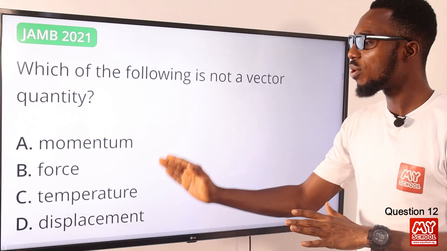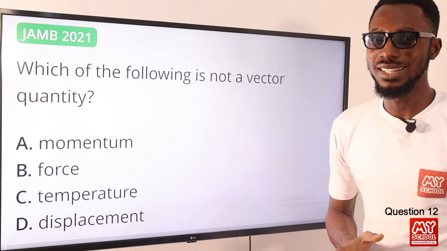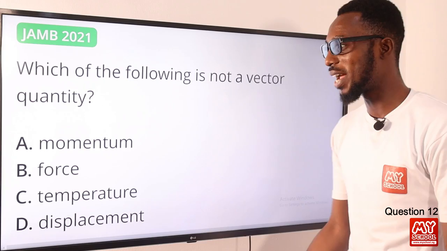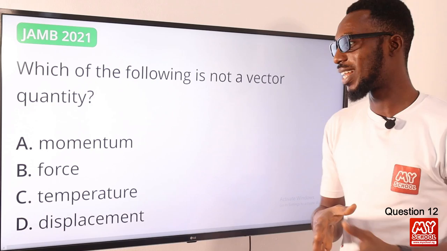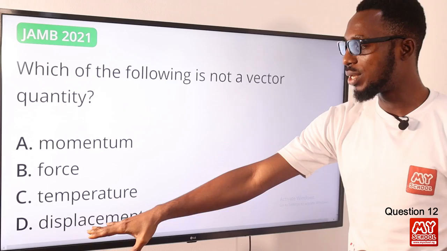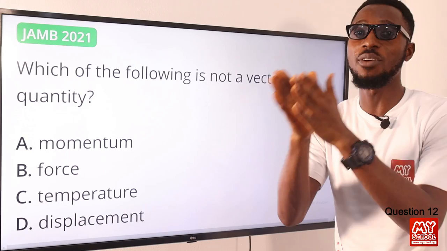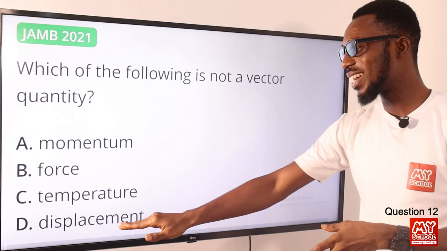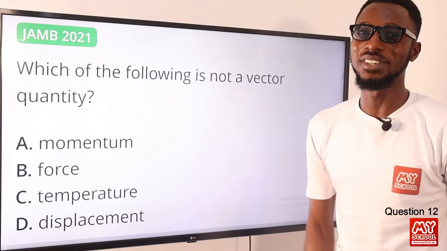Temperature is a scalar quantity. There is magnitude, there's impact, you can feel it, but there's no particular direction. If you look at momentum, that's the product of mass times velocity. Force is mass times acceleration. Mass is a scalar quantity; you can tell the magnitude, but there is no direction. When you come to displacement, that is distance traveled in a specific direction. So you can see magnitude and direction each time. Temperature is a scalar quantity. So option C is the right option.